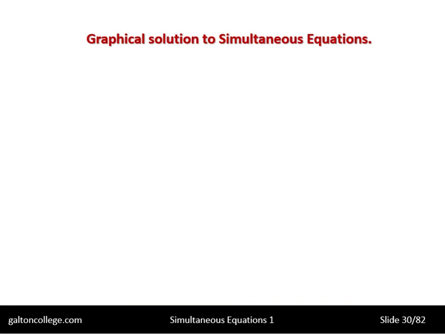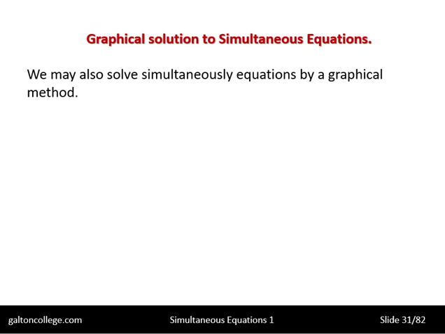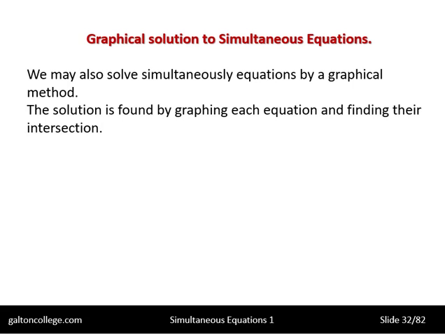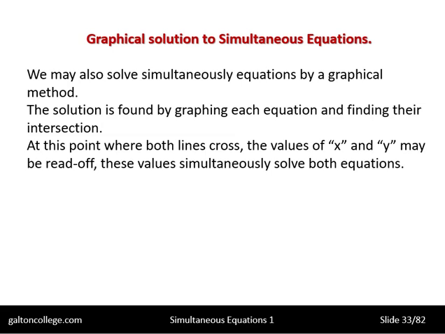Now we could solve this graphically. It's easier probably to solve it algebraically, but we can solve it graphically if we want. The solution is found by graphing each equation and finding their intersection. At the point where both lines cross, the values of x and y may be read off, and these are the simultaneous solutions to the equations.